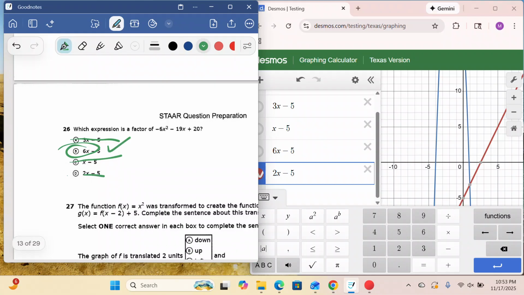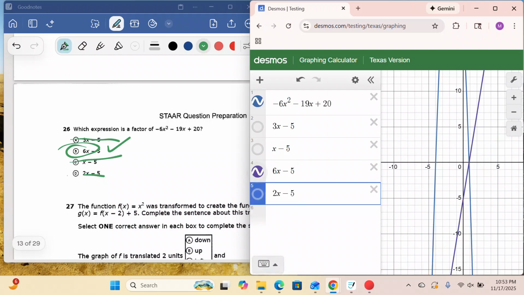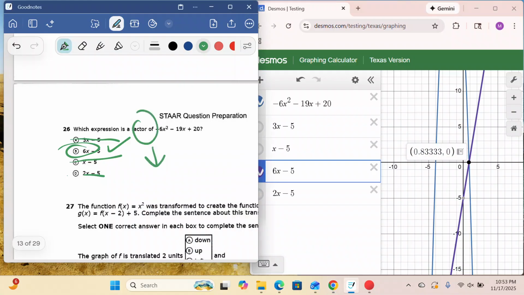And if I want to check it, all I have to do is find the 6x minus 5 on the graph over here. It was this one. And it passes straight through my x-intercept, 0.833, comma 0. So that one is a good one. Remember, the keyword is factor. We're looking for a solution, and of course my keyword is x-intercept. Does it pass through my x-intercept? If it does, it's a correct answer. If it isn't, then it's not a correct answer.